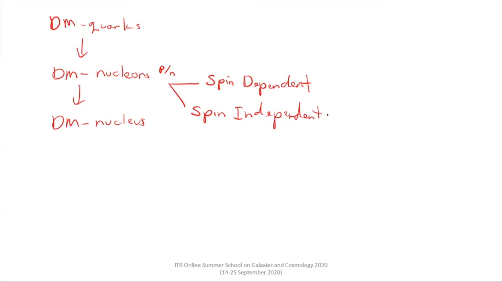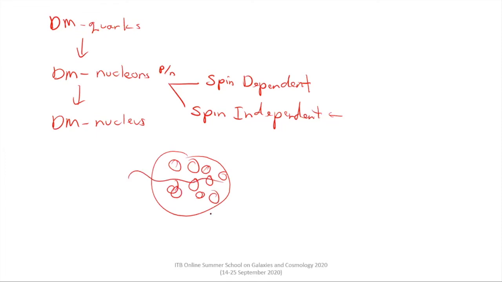Spin independent usually has a stronger constraint. Why? Because you basically probe all the quarks, all the nucleons inside your nucleus. You see everything, and then you get something called enhancement. But for spin dependent, inside the nucleus the spins of protons and neutrons might go in other directions, any direction they want. So the bound is usually orders of magnitude lower than the spin independent one.